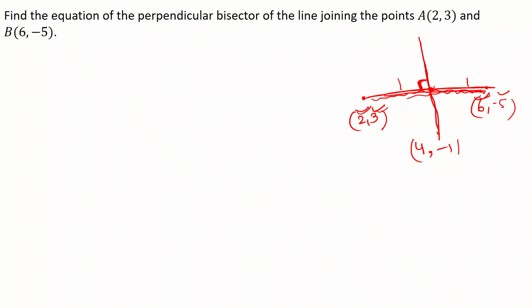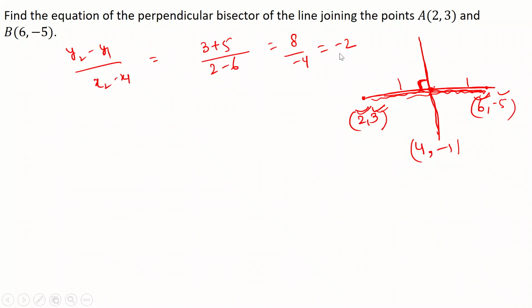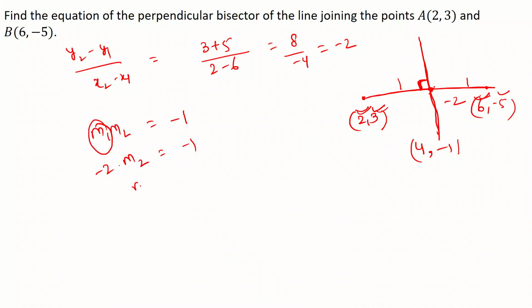We can find out the slope of this previous line using the formula y2 minus y1 by x2 minus x1. Remember? So what is the slope of these lines? 3 minus 5, which is plus 5, divided by 2 minus 6, which is 8 by minus 4, which is minus 2. Okay, so the slope of this line is actually minus 2. Now remember, in the very first video of straight lines, I told you that if two lines are perpendicular, suppose their slopes are m1 and m2, then the product of the slopes is minus 1. So the slope of the first line is minus 2. We want to find out the slope of the second line because they are perpendicular. So m2 is actually equal to 1 by 2.